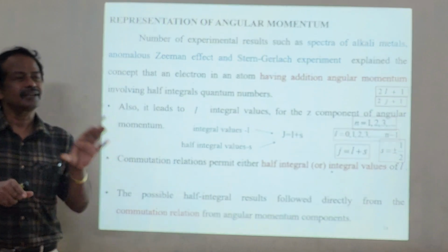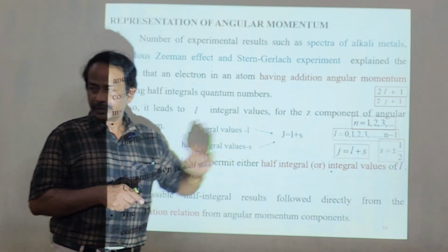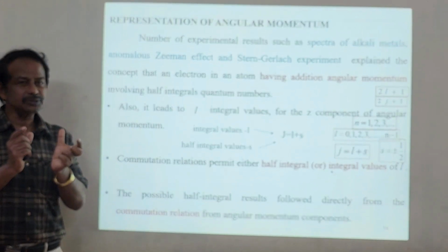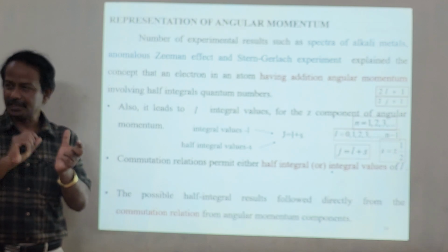I repeat, it's a very simple idea. L is an integer. If you substitute it to get the total components of splitting, you will have to use the formula 2L plus 1.